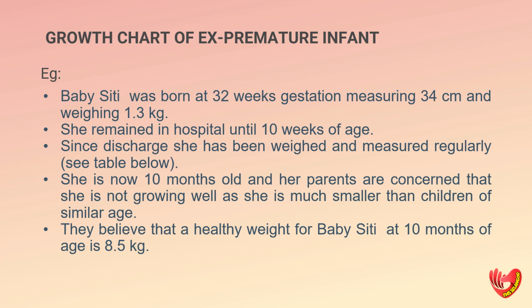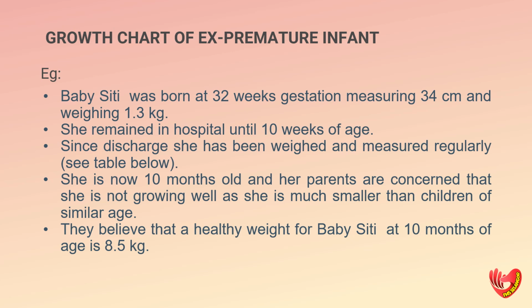Baby City was born at 32 weeks of gestation, measuring 34 cm and weighing 1.3 kilograms. She remained in hospital until 10 weeks of age. Since discharge, she has been weighed and measured regularly. I'll show the table in the next slide. She is now 10 months old and her parents are concerned that she is not growing well as she is much smaller than children of similar age. They believe that a healthy weight for baby City at 10 months of age is 8.5. So what should we do now?